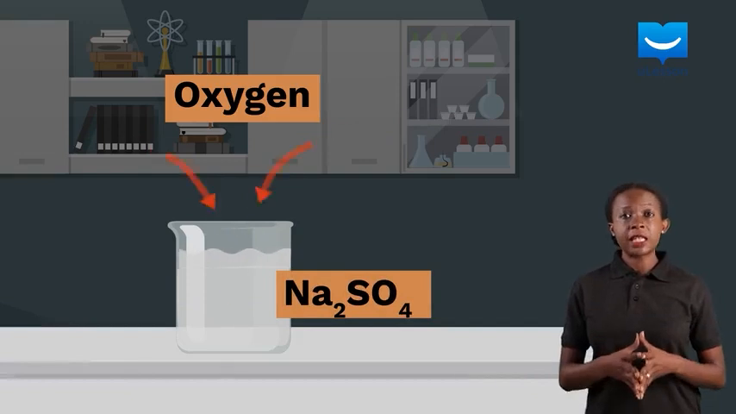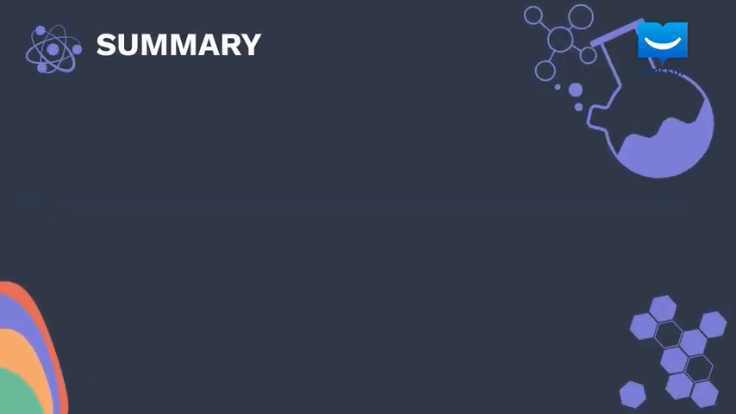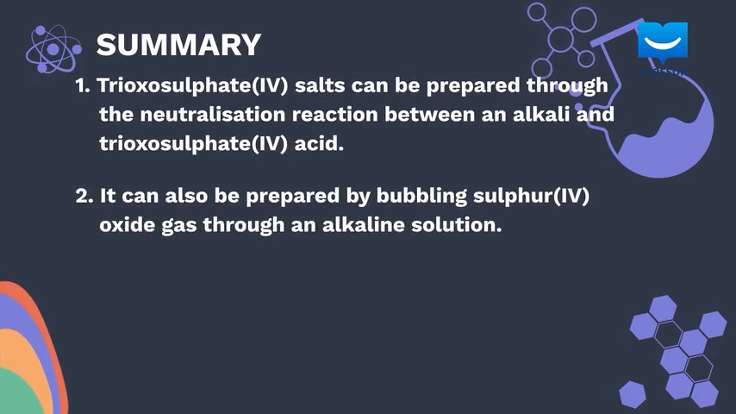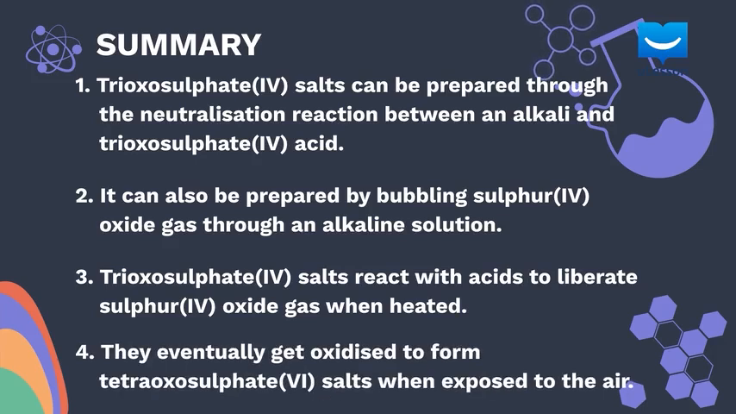To help you remember the key points from this lesson, let's do a quick summary of what we have discussed so far. Trioxosulfate 4 salts can be prepared through the neutralization reaction between an alkali and trioxosulfate 4 acid. It can also be prepared by bubbling sulfur 4 oxide gas through an alkaline solution. Trioxosulfate 4 salts react with acids to liberate sulfur 4 oxide gas when heated. They eventually get oxidized to form tetraoxosulfate 6 salts when exposed to the air.